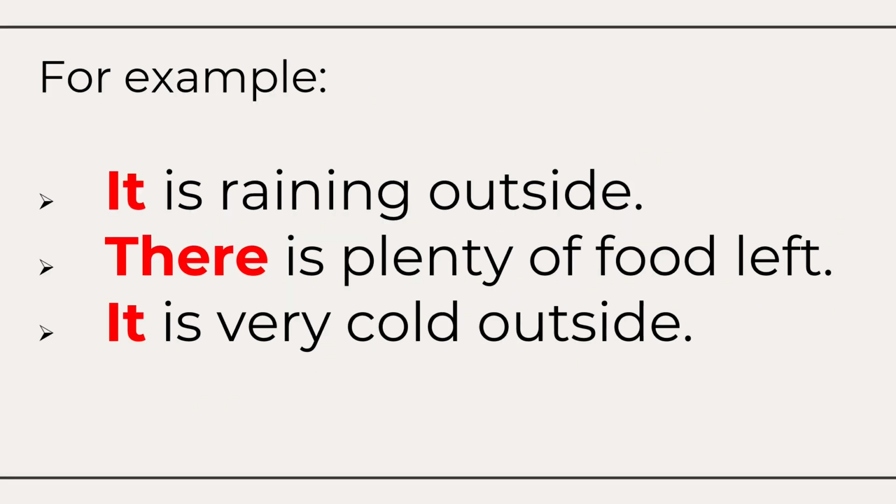Now let's take a look at some examples. It is raining outside. It is only used to fulfill the requirement of a subject. It doesn't add any meaning to the sentence. Same with the other ones. There is plenty of food left. It is very cold outside.